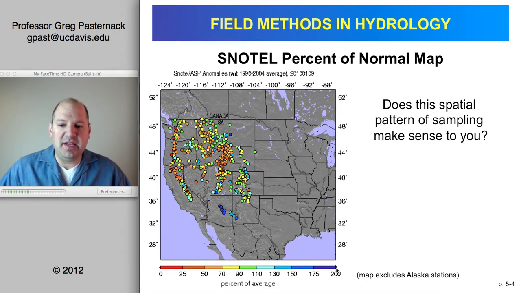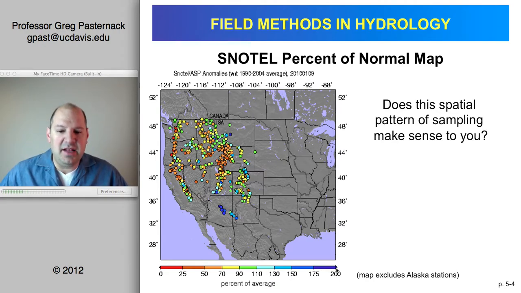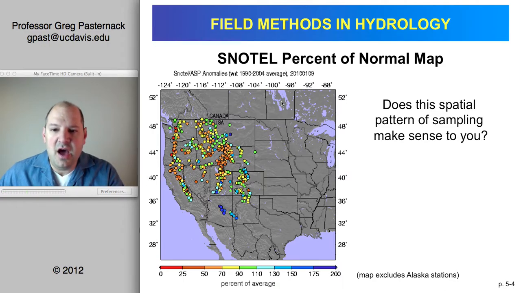Here's a map that illustrates SNOTEL data, and it's just illustrating for a particular day, relative to the 1990 to 2004 average, on this particular date of January 9th, 2010. When you look at the western U.S., blue indicates high above average, and red indicates below average. And you can see that on that particular day, there was some precipitation or snow in the southern western U.S., but generally relatively low compared to average conditions.